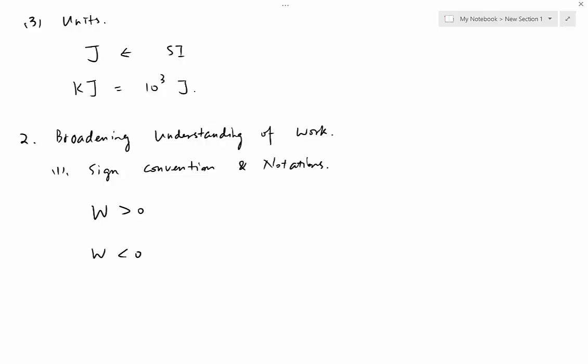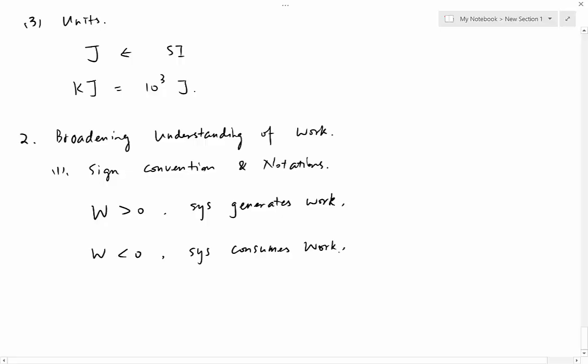If the work is positive, that means your system generates work. If you have a negative work, that means your system consumes work. That's what it means. Can you think of one example where your system generates work? So for example, we can use the same example. Your engine. How does your engine work? Your engine burns the gas and then converts the heat into mechanical work so you can drive your car. So your engine actually generates work so you can drive your car.